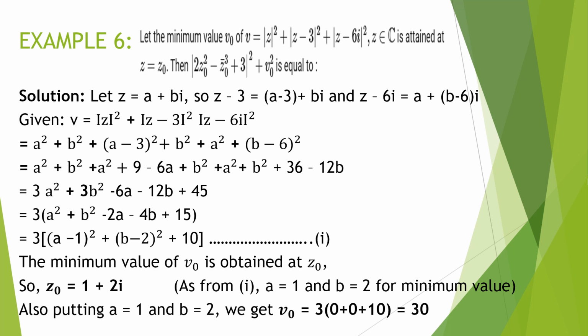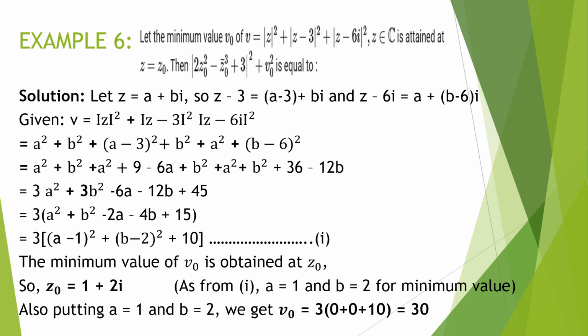Next, example 6. Let the minimum value V0 of V. What is V? V is equal to mod z square plus mod of z minus 3 square plus mod of z minus 6i square. Z belongs to C. If the minimum value is obtained at z is equal to z0, then find the value of mod of 2z0 square minus z0 bar cube plus 3 whole square plus v0 square.